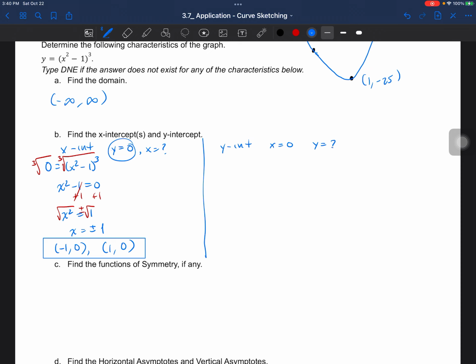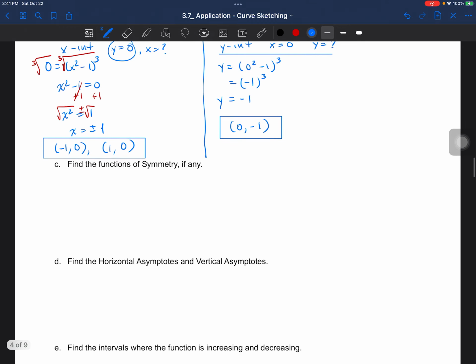Now let's find the y-intercept. Same argument: we're looking for the value of y when x equals 0. These tend to be much easier to find because all we have to do is use the function and replace every x with 0. That gives us negative 1, because 0 squared is 0, 0 minus 1 is negative 1, and negative 1 to the third power is negative 1 times negative 1 times negative 1, which is still negative 1. So the y-intercept is (0, negative 1). All right, found the y-intercept.